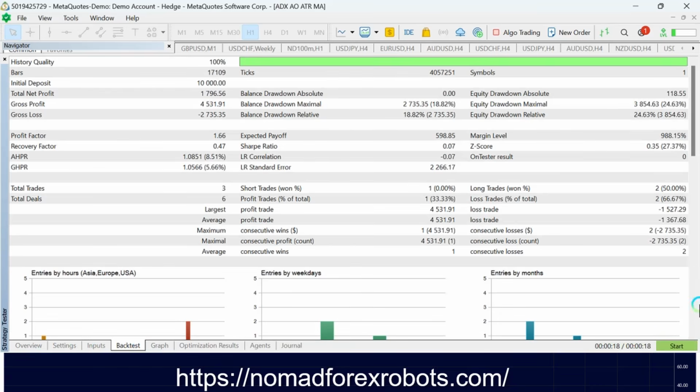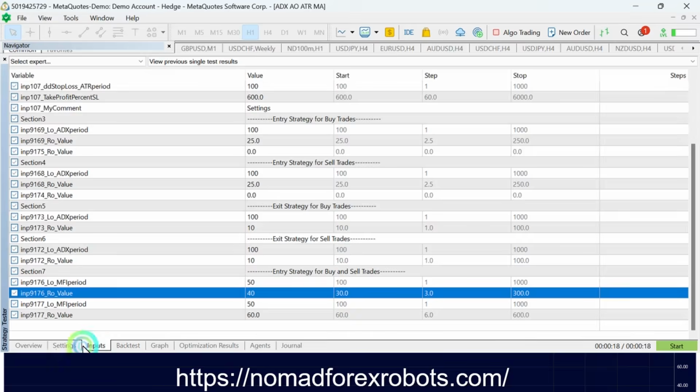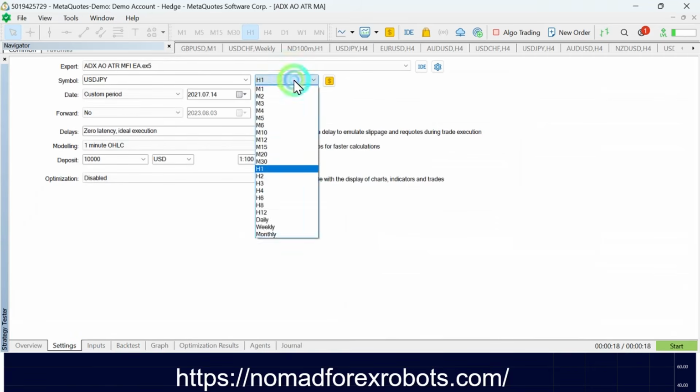And for example, in this case, the strategy did better on the 15-minute time frame, because this is maybe too low an amount of trades, even for me. The profit was not bad, but the drawdown was much higher on this time frame. Let's just take a look at one more time frame.